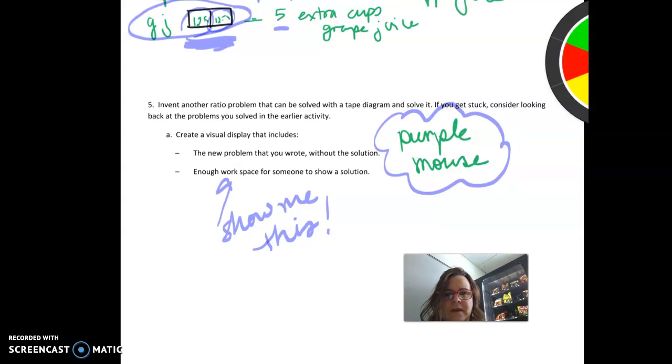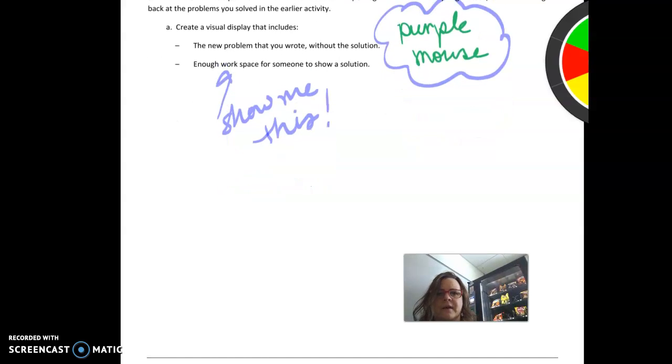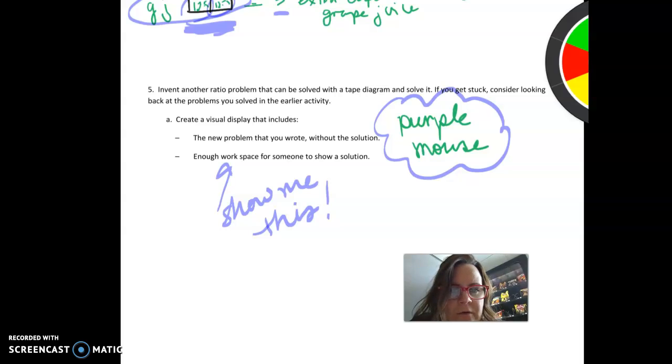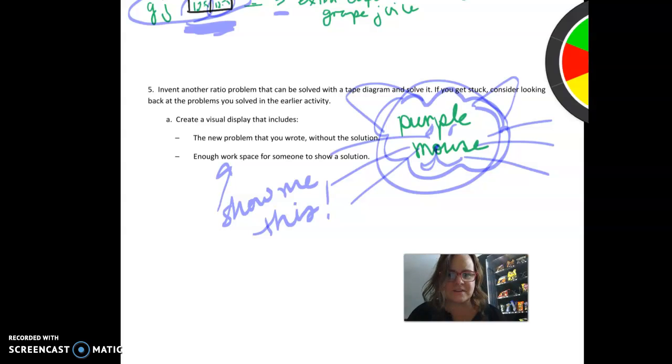And then the last one, I'm going to want you to show me this, because this is creating a visual display that includes a new problem that you wrote without a solution, and that you have enough space here that you could show a possible solution. And then I also want you to draw a purple mouse on your paper. And if you did that, then I know that you watched this correcting video, and you get points for that.